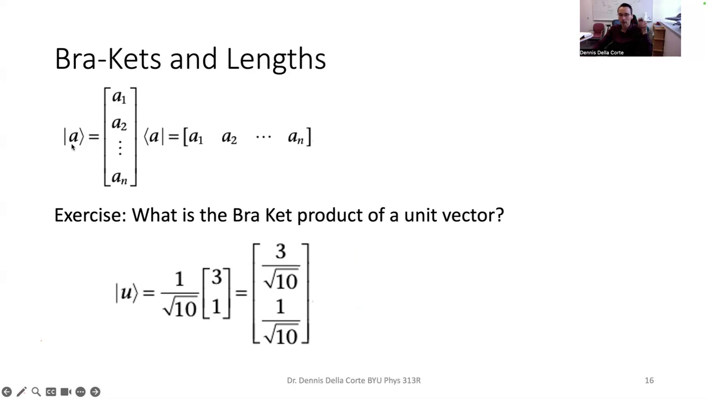And now the question is, what is going to be the bracket product of the same vector? Like if you have the same vector A, then you transpose the ket vector to get the bra vector, and you calculate the bracket product. What will it be? Particularly, what will be the bracket product of a unit vector? We already encountered a unit vector before. We had this guy here.